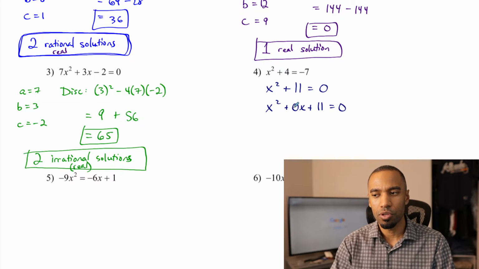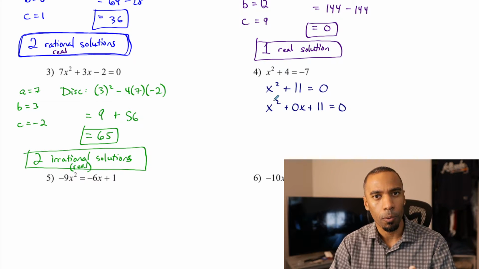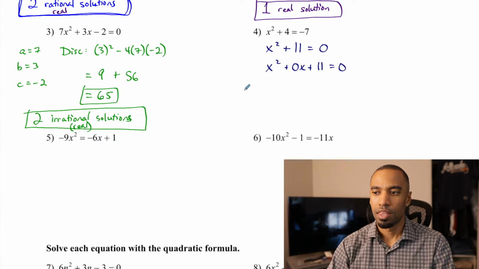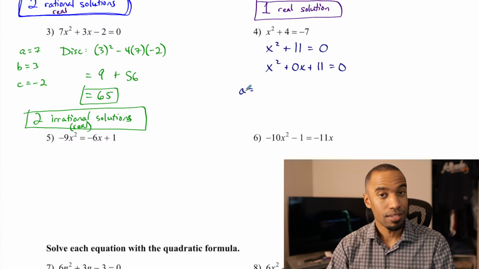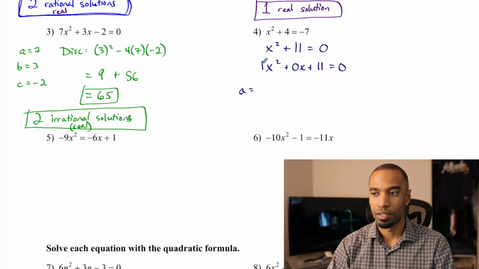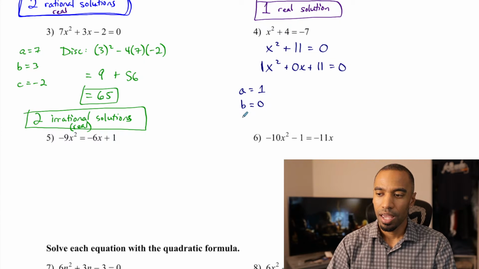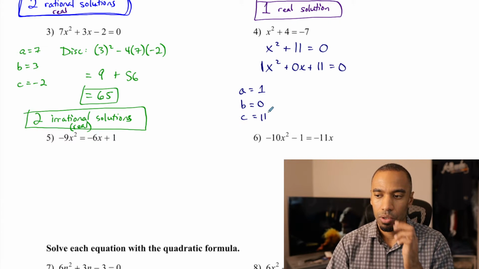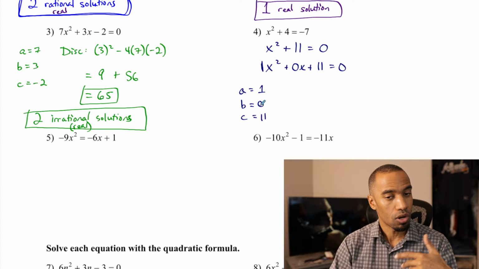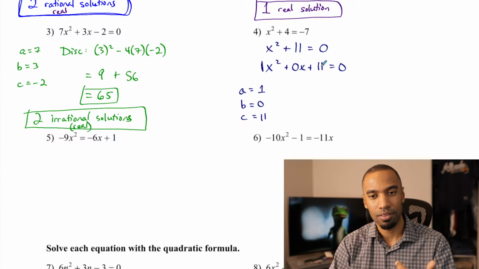Not a requirement for you to write, but it is a requirement for you to know that when you identify what a, b, and c are, that first of all, a, you guys know what a is? A is 1, right? You can't see that 1 there, but a is a positive 1. B is 0. And C is 11. So, just to make sure you note what those things are, and if you need to write it out that way, go ahead.